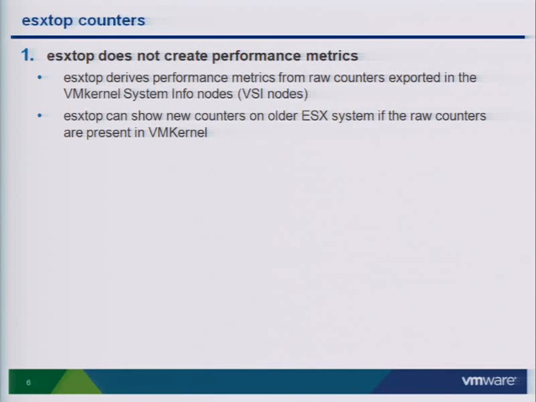ESXTOP mines these counters, does a little bit of math, and shows it in a format that you can understand, because the raw counters are very hard to understand. I know even the ESXTOP counters can be hard to understand for many of you, but the raw counters are much more difficult. Another subtle point is that ESXTOP can show new counters from an older ESX system because many of the raw counters might exist even on the older system. So if you use the latest version of ESXTOP, let's say your system is still on 4.0, but you downloaded the 4.1 ESXTOP, you can connect to your older version of ESX and you might see some of these counters, because those raw counters are there even in 4.0.